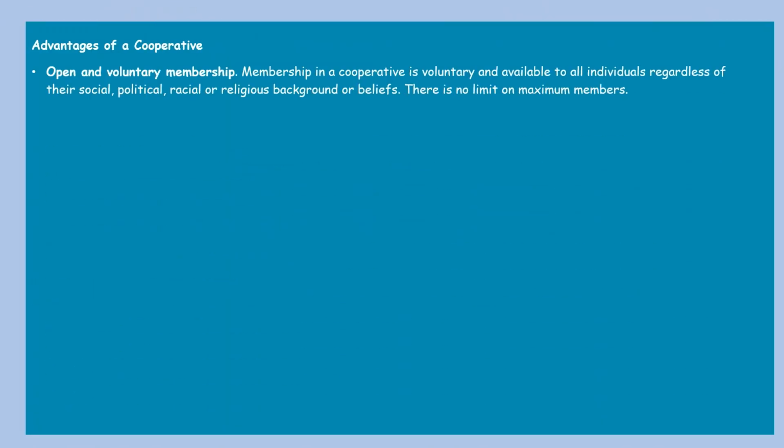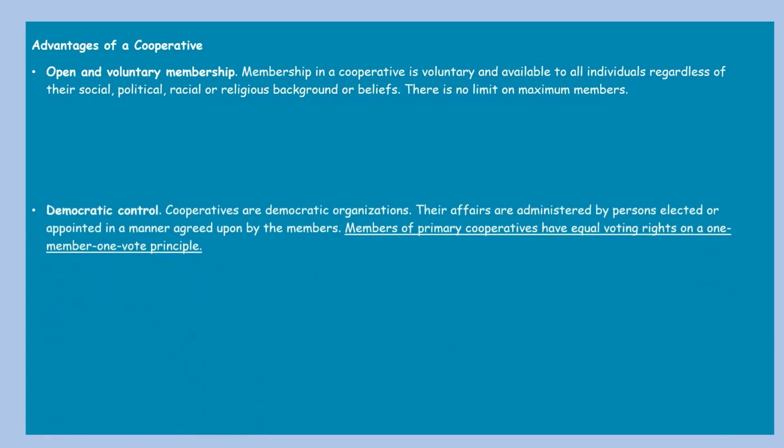The advantages of a cooperative. First, it is open and voluntary membership. In a cooperative, membership is voluntary and available to all individuals, regardless of their social, political, racial, or religious background or beliefs. There is no limit on maximum members, just like the corporation.